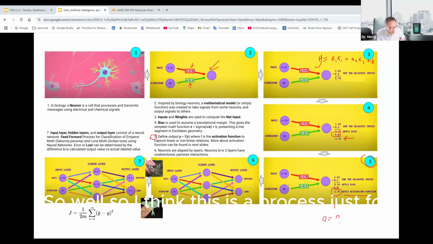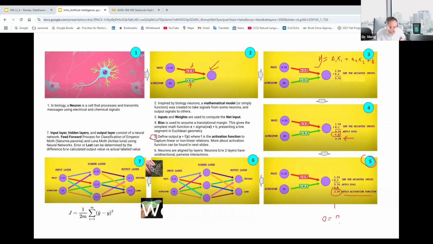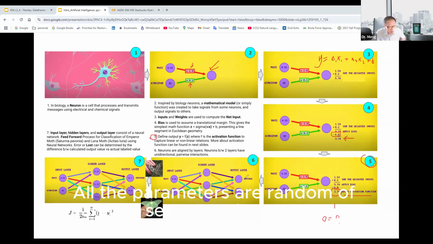So I think this is a process just for one neuron. We apply this whole process for all of them. It can have multiple hidden layers, so we apply all these, and eventually we got the output. Well, the thing is, initially the output doesn't make sense because the model does not learn. All the parameters are randomly set, or maybe zero set. So the problem is it doesn't work.